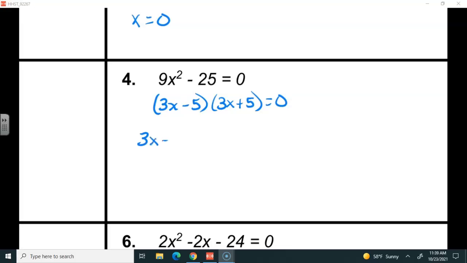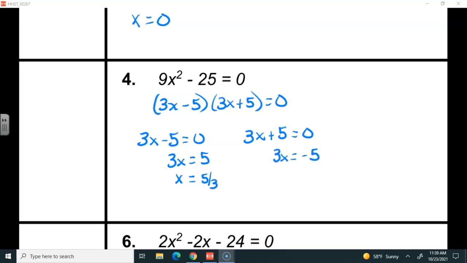So we have 3x minus 5 equals 0, 3x plus 5 equals 0. We're going to add 5, and we get 3x equals 5. Divide by 3, and x equals 5/3. Subtract 5 here, and 3x equals negative 5. Divide by 3, and x equals negative 5/3. So our final solution, x equals plus or minus 5/3.